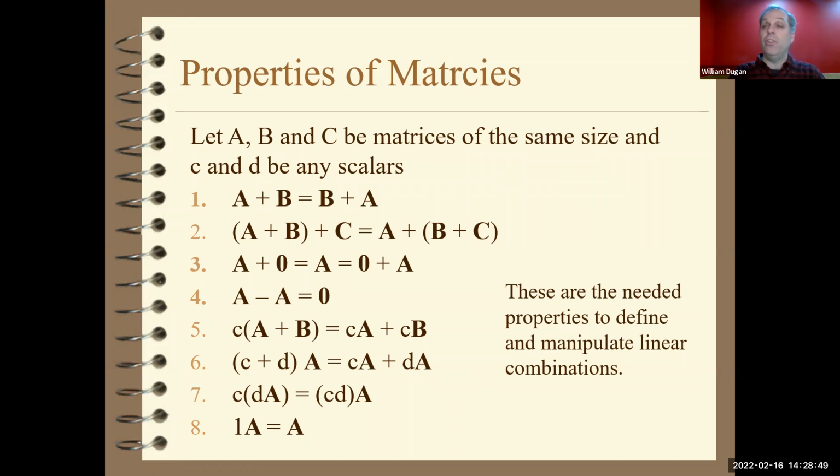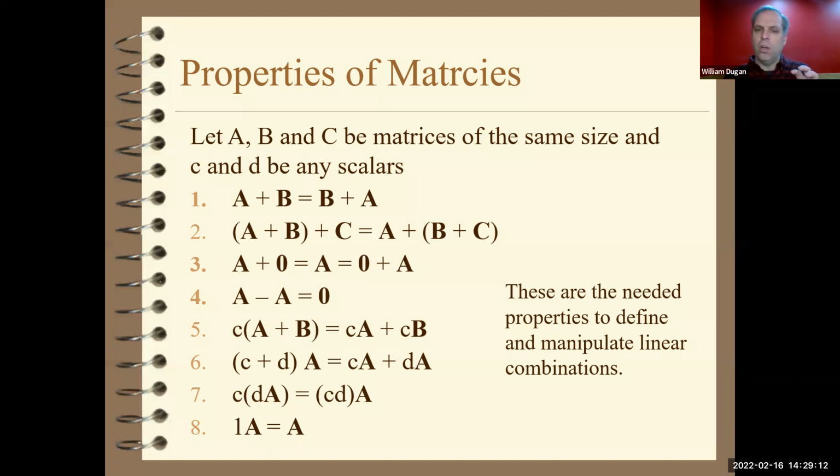So let's say you have matrices A, B, and C that are all the same size. That way their addition is defined. And let c and d be any scalars you like. Then all 8 of these properties, these are the properties that we need in order to define linear combinations. So the first one's called commutativity. The second one's called associativity.